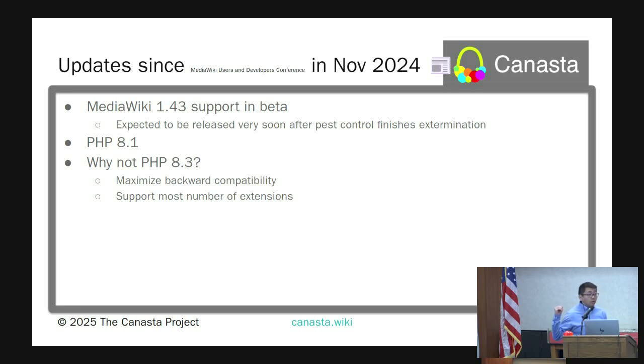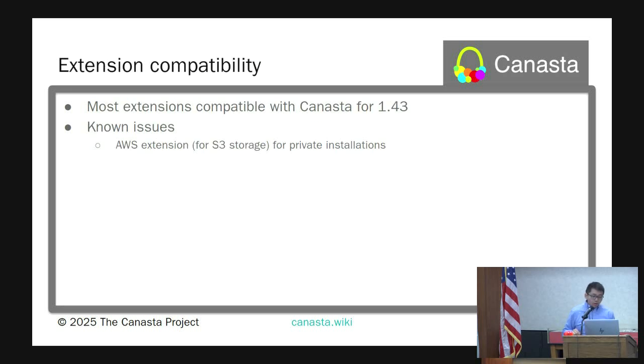It's using PHP 8.1 now. The reason we chose that is that we had a discussion and decided that 8.3 would be too new for some extensions. For Canasta, we have to consider not only MediaWiki itself, but also the extensions that run on it, and when we have 150 different extensions, we have to consider the general compatibility of all of them. The Wikimedia Foundation supports PHP 8.1 very well for 1.43, so that's why we made this decision. Most of the extensions that we have should now be compatible with Canasta.